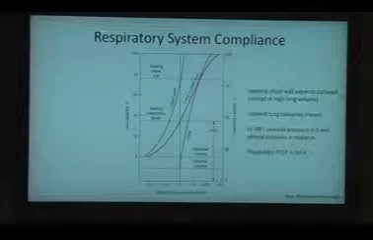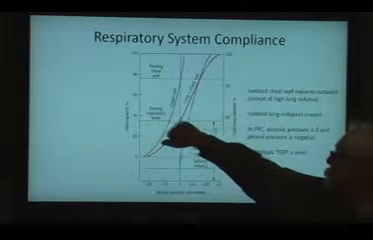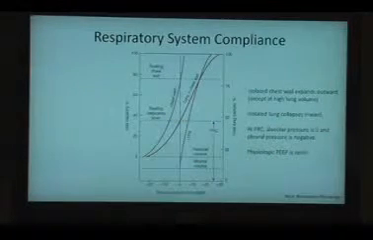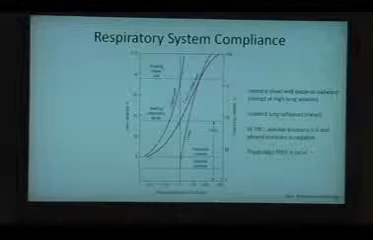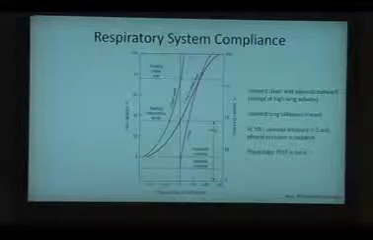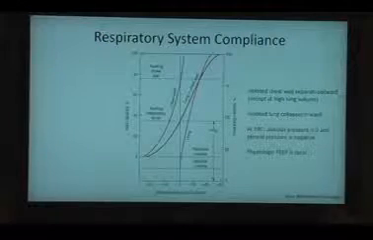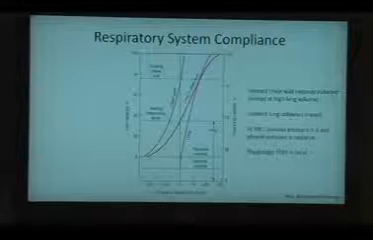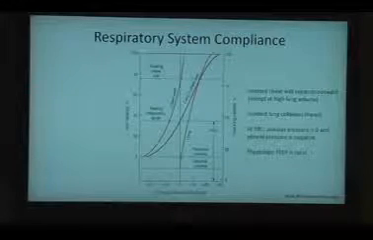At functional residual capacity, the alveolar pressure is 0, this point right here, and the pleural pressure is negative because the chest wall is trying to go out and the lungs are trying to go in, so they're working against one another. So the intrapleural pressure is negative. And one of the implications of this is that physiologic PEEP is 0. So there's no such thing as physiologic PEEP.